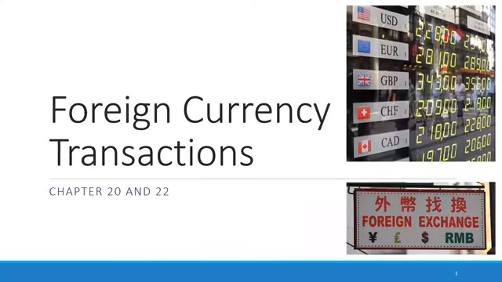In this session, we are going to be looking at foreign currency transactions. This essentially covers two chapters, chapter 20 and 22, where we look at foreign currency transactions, as well as the hedging relationship that is prevalent within foreign currency transactions as well.